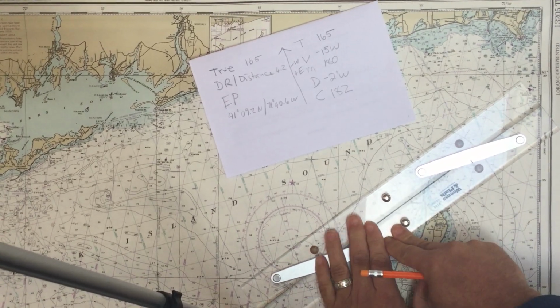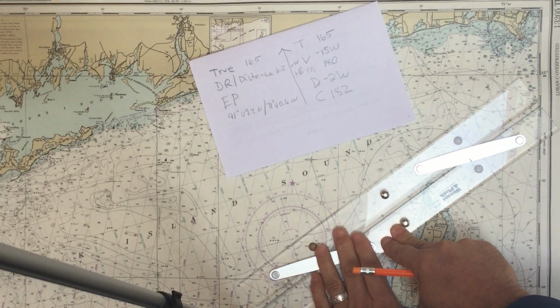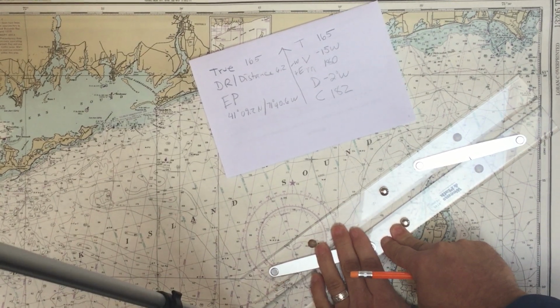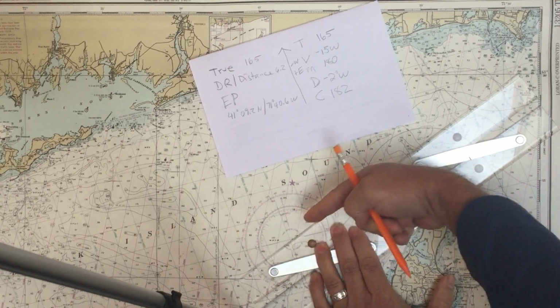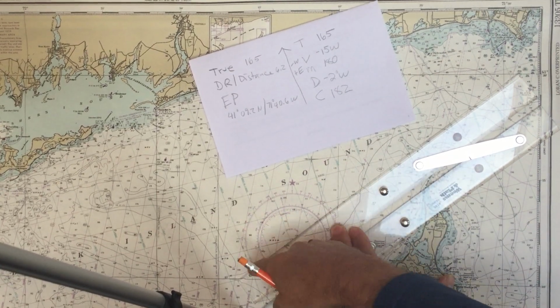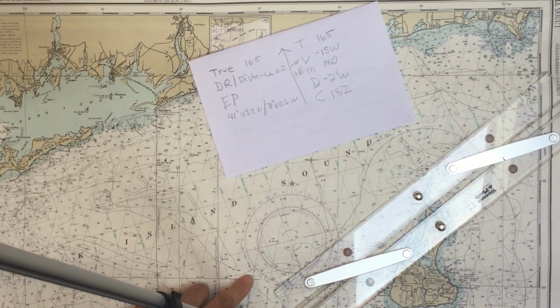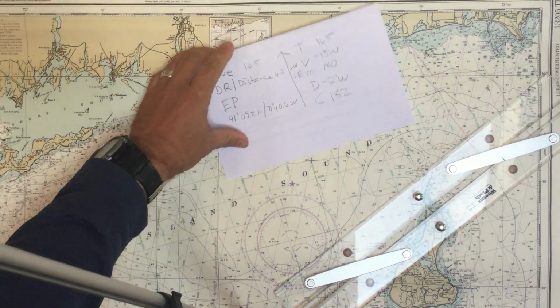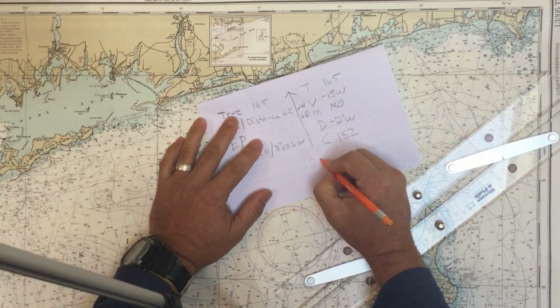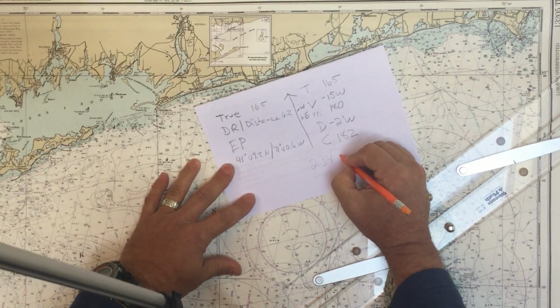But more specifically, I can put my parallel rules between the 2 points, where I should be, my DR, and where I ended up, and just walk it up to the compass rose and read the direction that the current is setting me. So it's pushing me that way. I'm going to read this side of the compass. So I've got 230, looks like 233, 234. I'm going to write that down, 234. Okay, so that's the set. That's the first half of the answer.